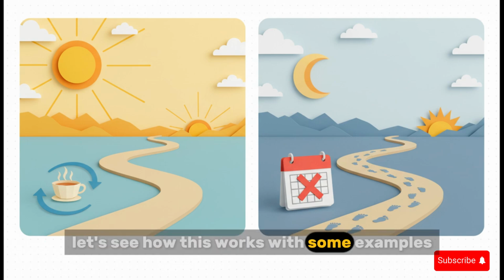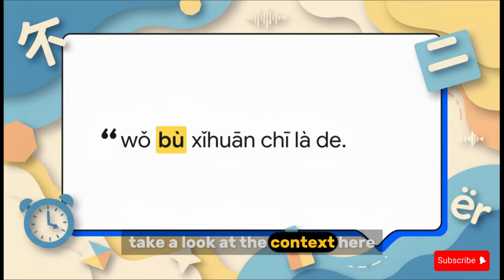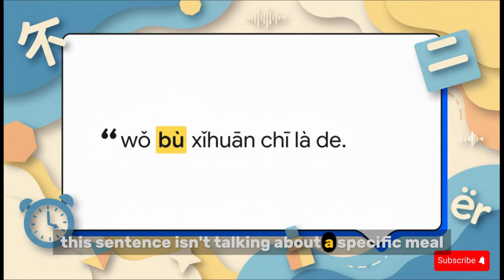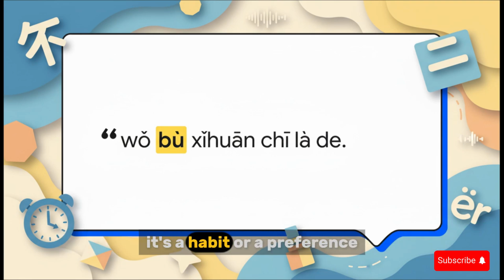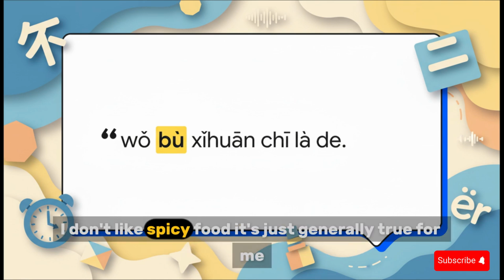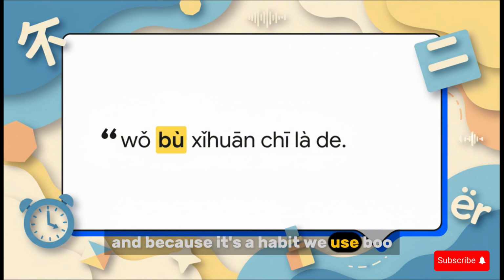Let's see how this works with some examples. Take a look at the context here. This sentence isn't talking about a specific meal I ate yesterday. It's a general statement. It's a habit or a preference. I don't like spicy food. It's just generally true for me. And because it's a habit, we use bu.